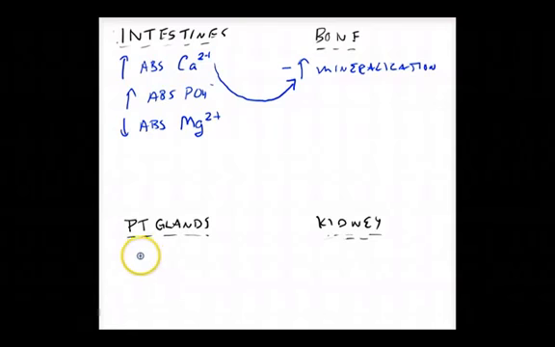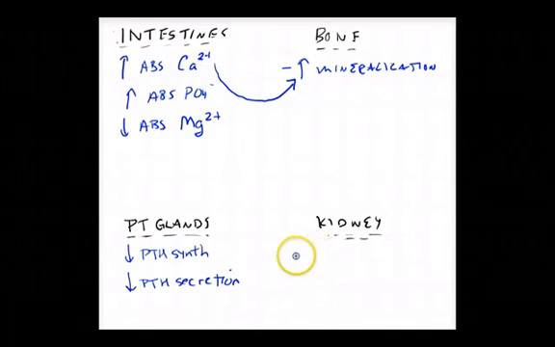In the parathyroid glands, there's two things you need to remember. It's going to both decrease the synthesis of parathyroid hormone, and it's going to decrease the secretion of parathyroid hormone. And the relationship between vitamin D and the kidney is that there's going to be an autoregulation of calcitriol production through the kidney.